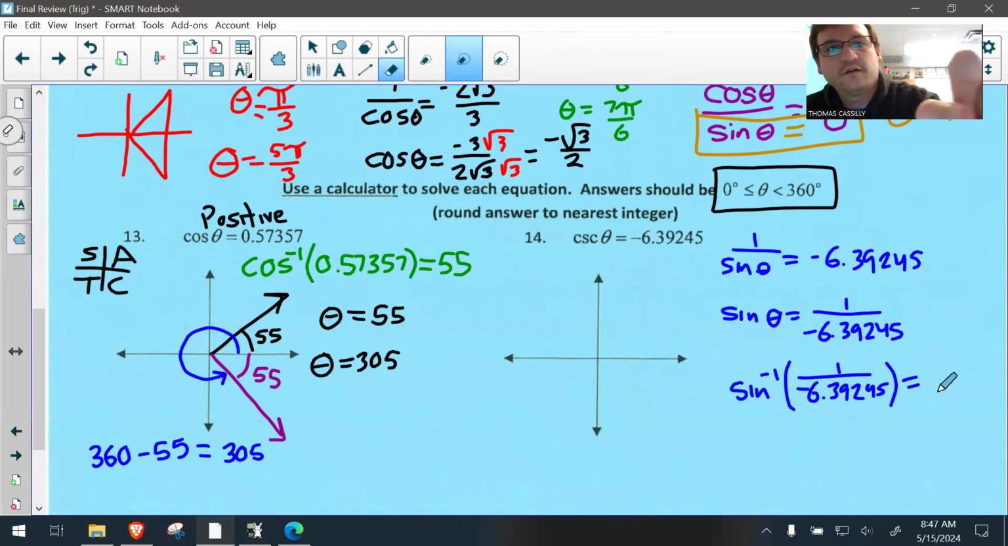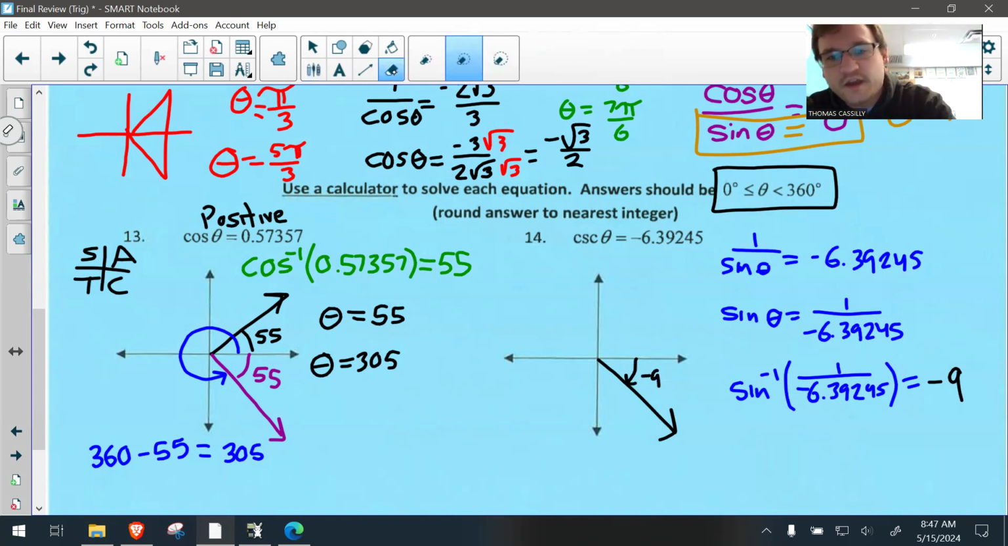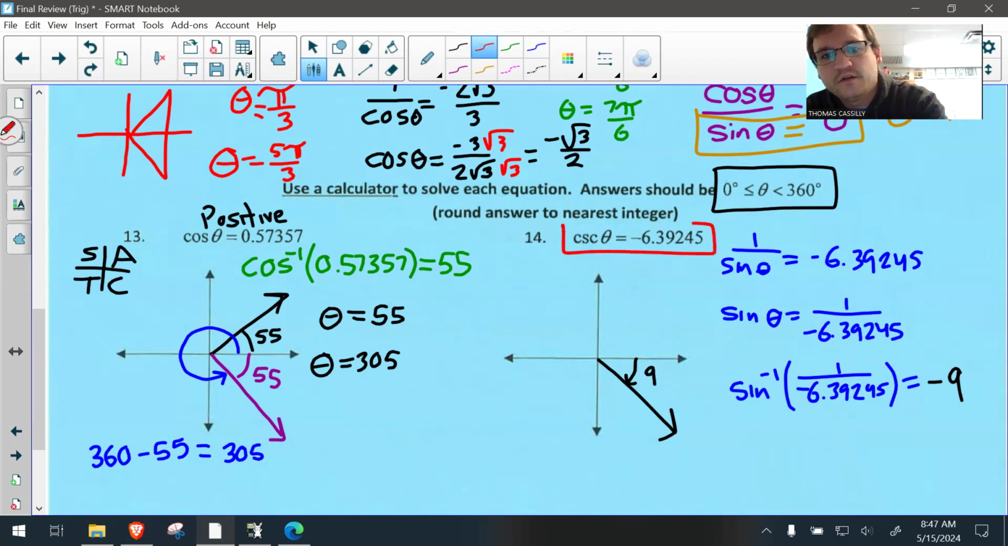Actually, I don't want to put a theta there. This equals negative 9. All right. Negative 9 looks like this. Right, that is our reference angle. It's going 9 degrees clockwise. And actually, I don't even want to put that negative there. I'm just going to put a 9. Right, we know that this is a negative number.